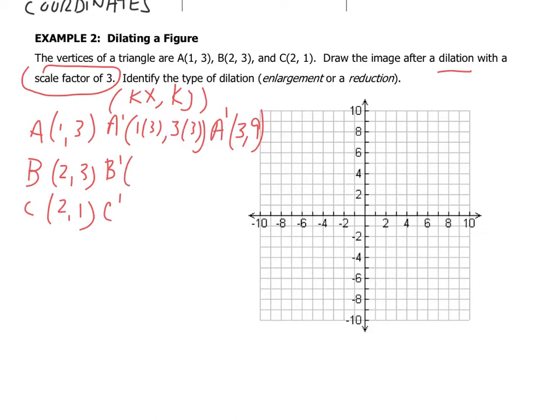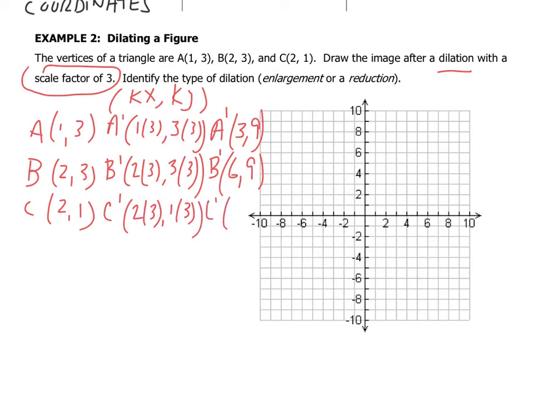B prime, we're going to take our x and multiply it by the k, and take our y and multiply it by the k. So B prime will be sitting at 6 comma 9. C prime, 2 times the k, 1 times the k. C prime will be sitting at 6 comma 3. So now I'm just going to plot my points. I'm going to pause the video, plot your triangle ABC, and also plot your triangle A prime, B prime, C prime.